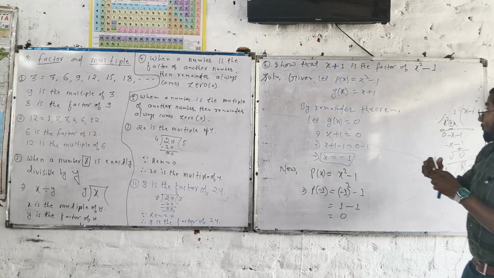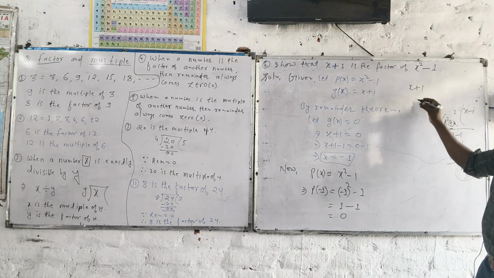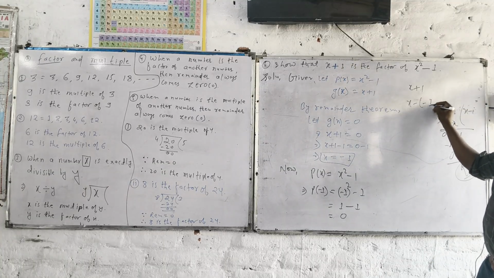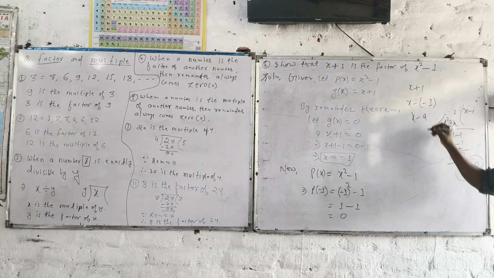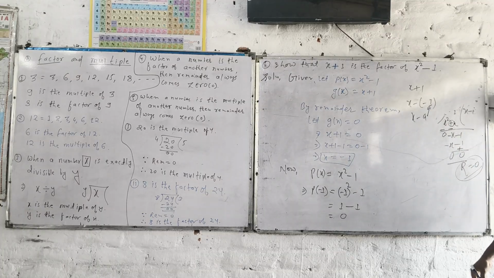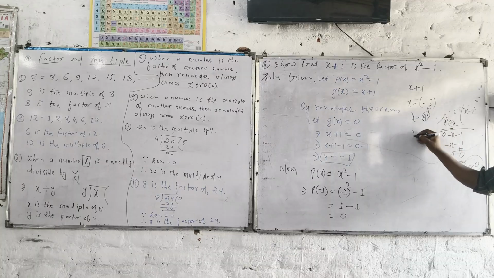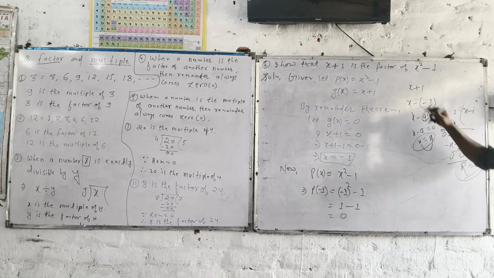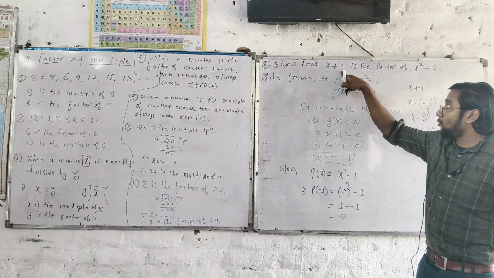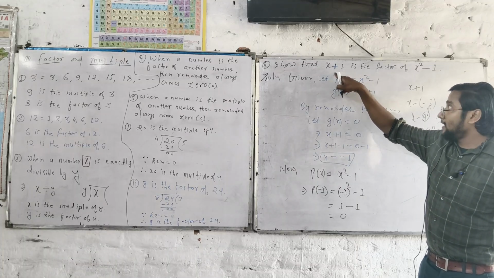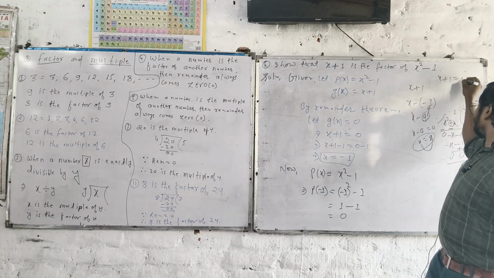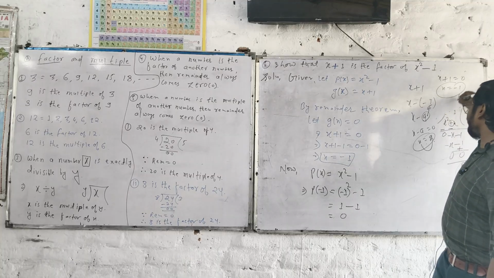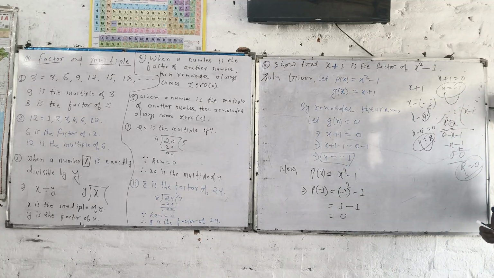Because x plus 1 is in the form of x minus a, the value of a equal to minus 1. What is a? x minus a equal to 0, x equal to a. So a is nothing but the value of x. Here it is x plus 1 equal to 0, x equal to minus 1. The minus 1 is the value of x.